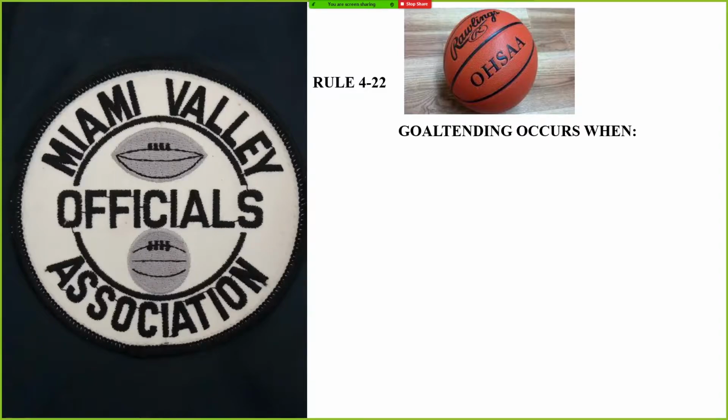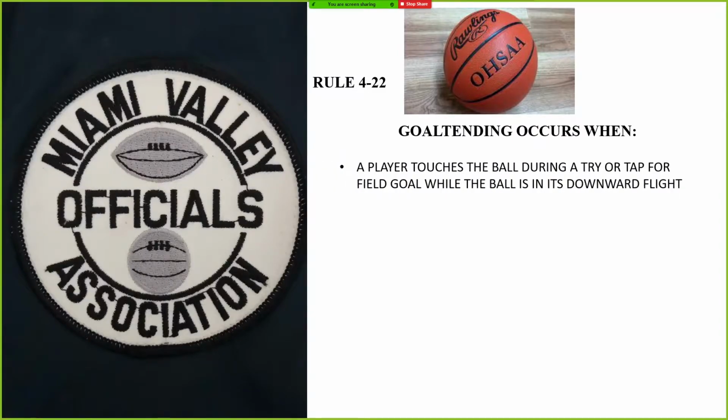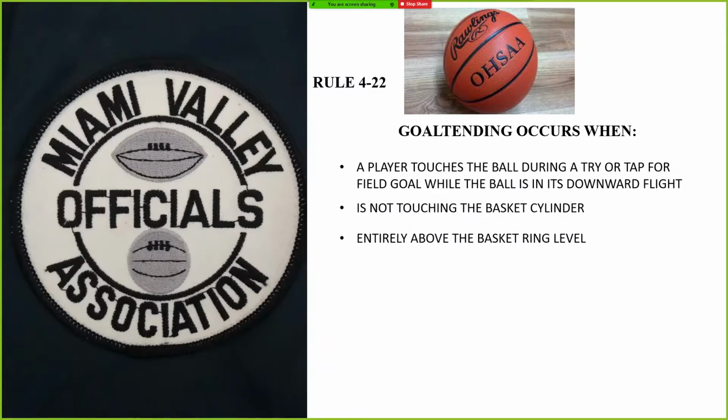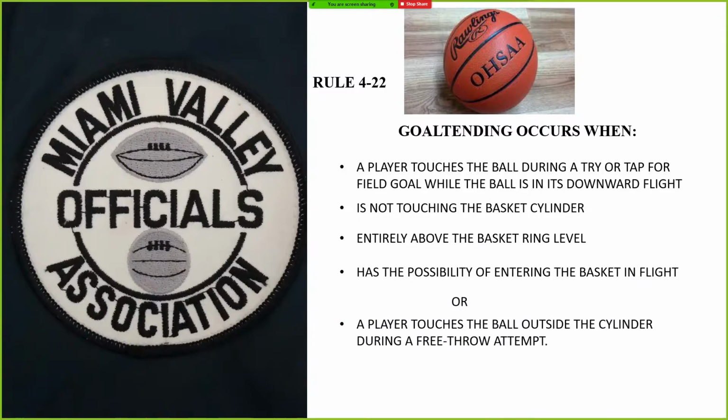Thank you, Rayshawn. Goaltending occurs when a player touches the ball during a try or tap for field goal while the ball is in its downward flight, is not touching the basket cylinder entirely above the basket ring level, has the possibility of entering the basket in flight, or a player touches the ball outside the cylinder during a free throw attempt.